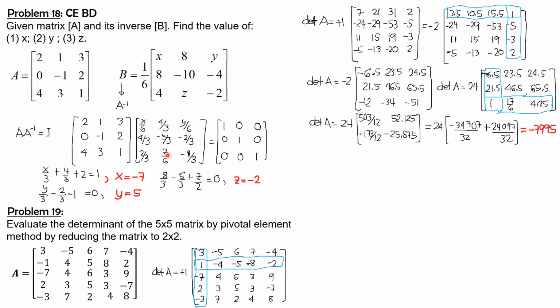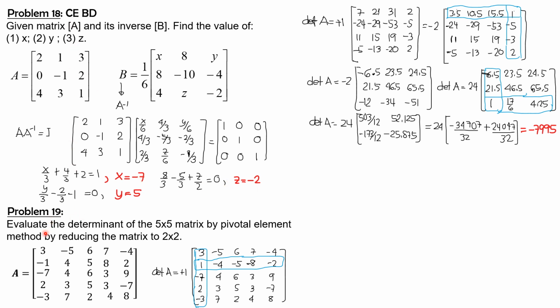Then for Z, we have row 1 and column 2 elements. This is row 1, column 2, so 0, we equate it to 0. So 2 times 4 thirds is 8 thirds, plus 1 times negative 5 thirds, plus 3 times 7 over 6, 3 times Z over 6, that's Z over 2, equals 0. Solving for Z, the only unknown here, this is 1 to the right, negative 1 times 2, Z is negative 2. So that's it for problem 18.